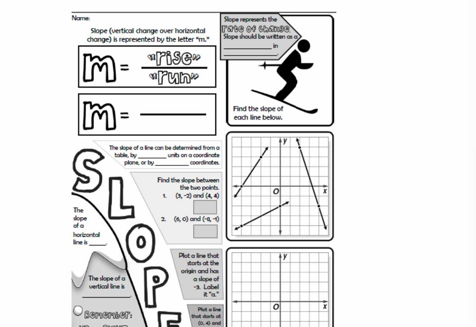So slope is a vertical change, how far up, over the horizontal change, how far over, and it's represented by the letter M. So M equals rise over run. Rise is how far up and down. Run is how far side to side. I'm just going to add in an extra up and down here. That's rise, sometimes up, sometimes down. Run is side to side, left to right.